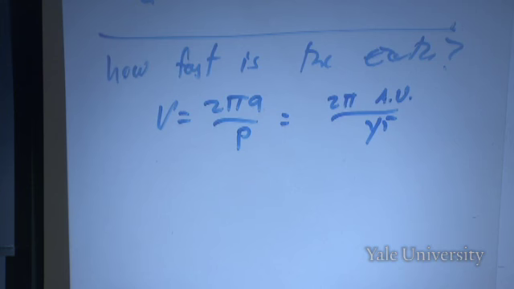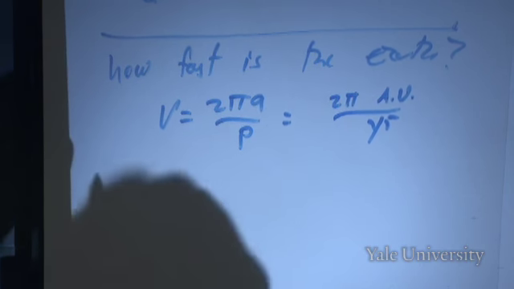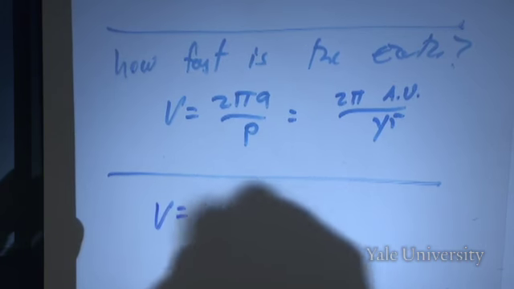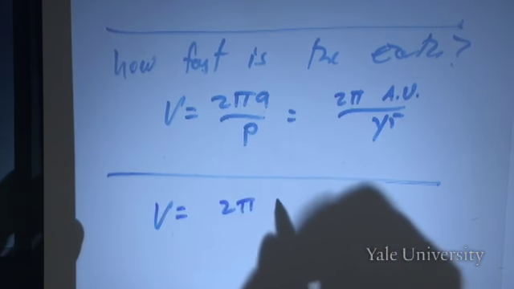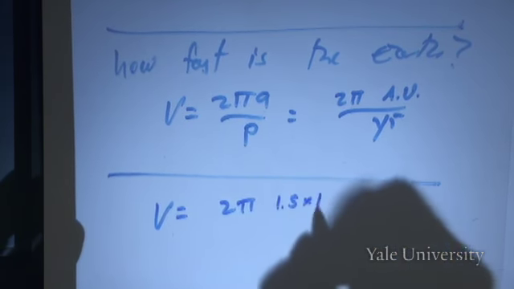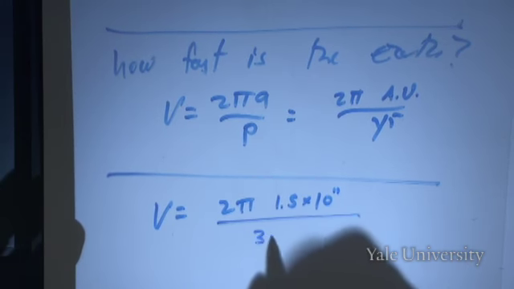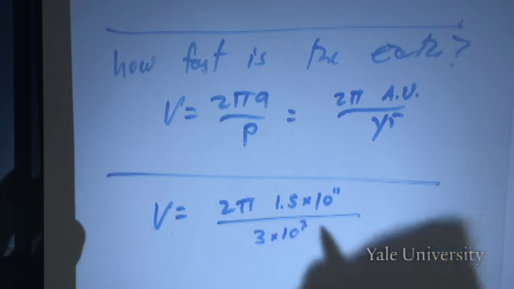There's a kind of physics joke that you convert all velocities into furlongs per fortnight just to be annoying. But let's not do that. Let's convert it instead into meters per second, because then we have a hope of understanding what's going on. V is equal to 2 pi. 1 astronomical unit is 1.5 times 10 to the 11 meters, and a year is 3 times 10 to the 7 seconds.